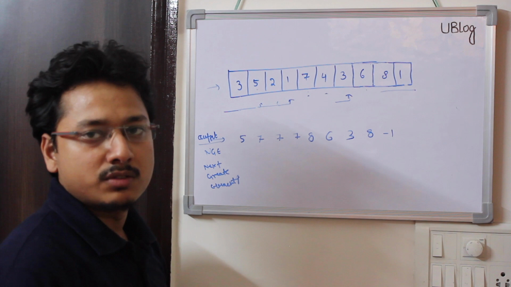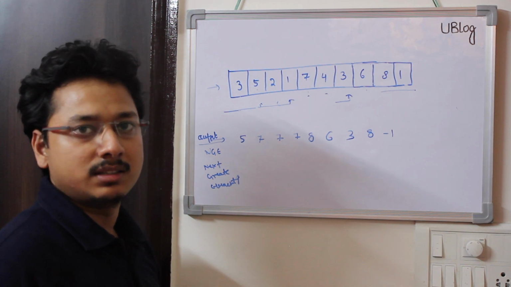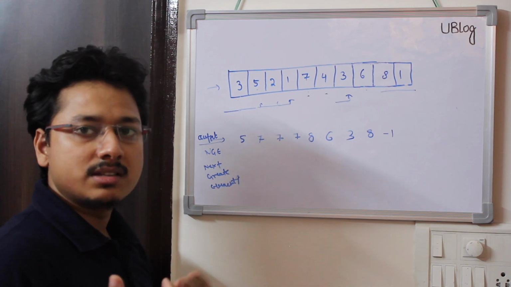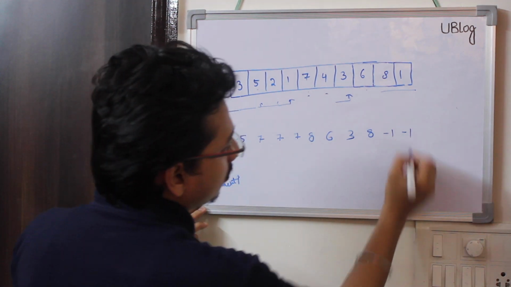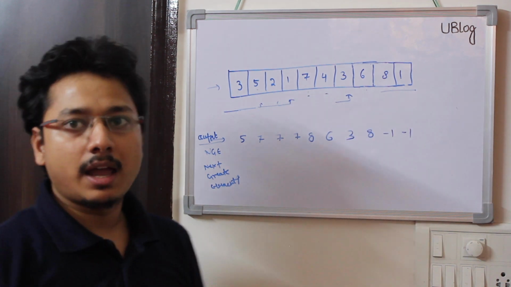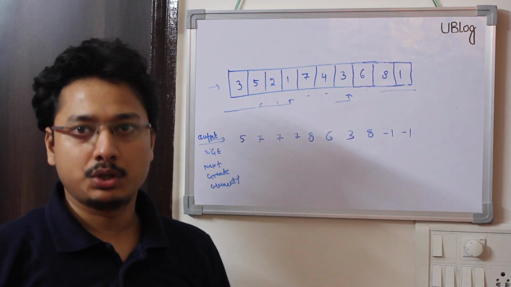And 1, since 1 is the last element, in all cases the last element of the array will not have any NGE. In that case the NGE will be -1. So this is my output array. This is what I got from the input, and I hope now you have a clear idea of the question.